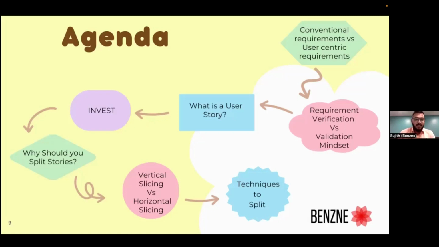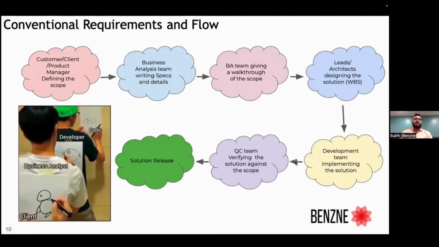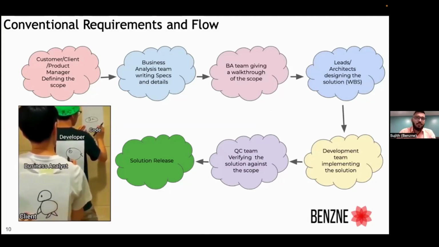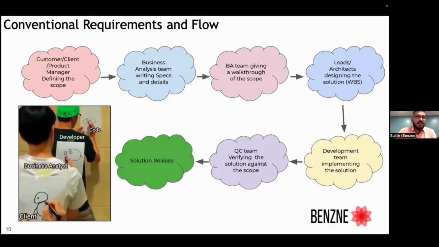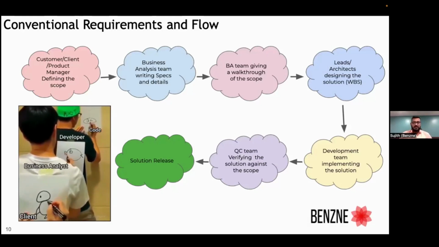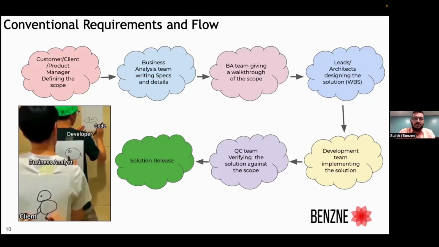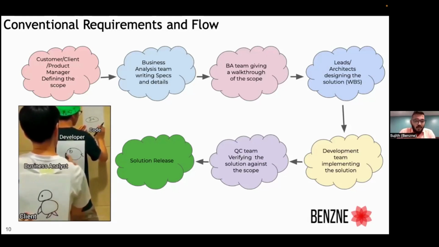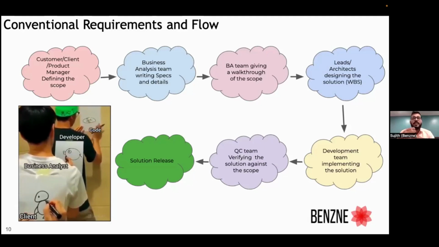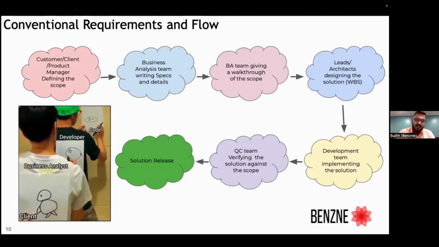Taking you all ahead, the first topic, before we go into techniques to split a user story: why should we split a big user story? Let me walk you through a conventional requirement flow. What usually happens is there's a customer or a client or a set of people, the product management team, who usually define the scope, right? And there's a set of business analysis team who detail it, or who write a specification document for all the details or the requirements, right?